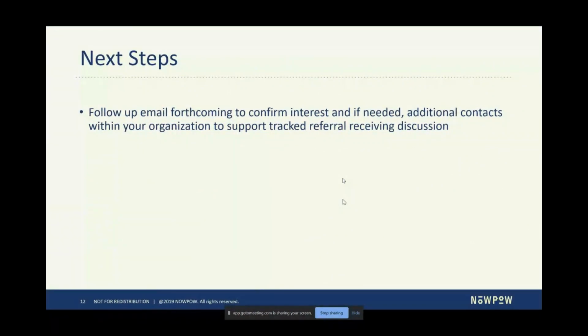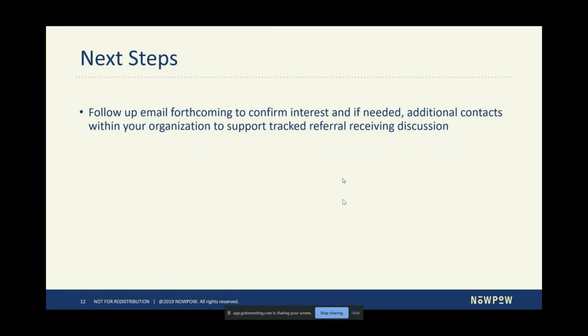I see a question in the chat box that says, "What is the cost of NowPow?" As a referral partner, it's free to you. And that's our more basic platform, but as a referral partner, you get access to the resource directory and quick and efficient access to share resources. So that is certainly a big benefit. There are step-up platforms on top of that.